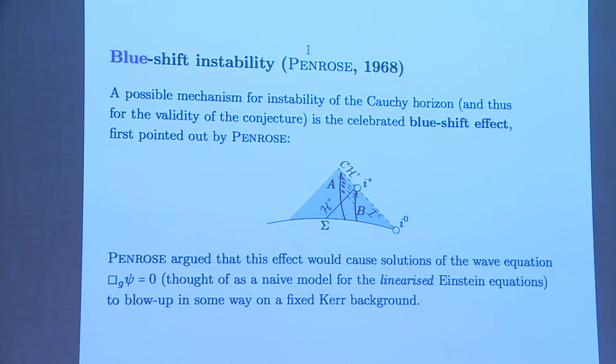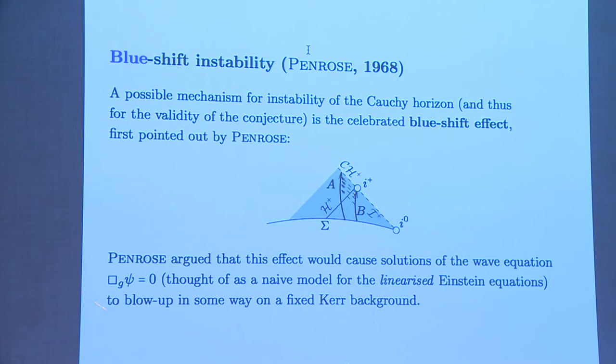So all these infinite signals, observer A receives them in finite time, which means that the frequency of the signal, as observer A's time goes to this time value, goes to infinity. So it's infinitely shifted to the blue in the electromagnetic spectrum. This geometric optics type instability, Penrose argued, would cause solutions of the wave equation on this background to blow up in some way at the Cauchy horizon.